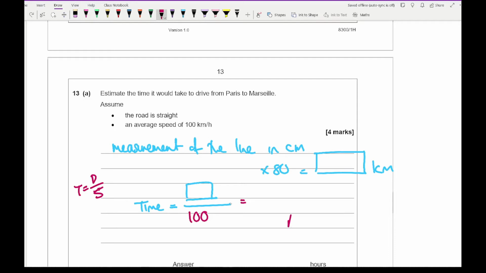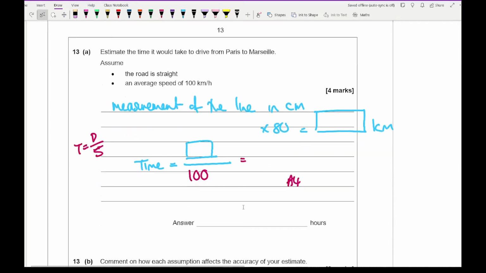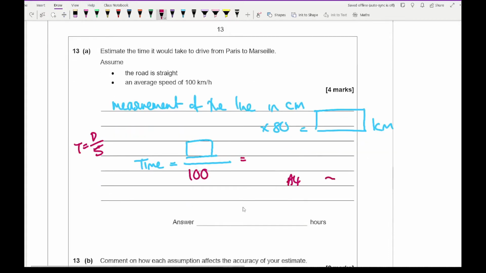Now, if it's done on A4, then you're probably looking at an answer around about 6.4 to 6.72. If you're doing it on A5, the answer is going to be somewhat different. I certainly wouldn't recommend dividing the answer by 2, but something along those lines would be fine.